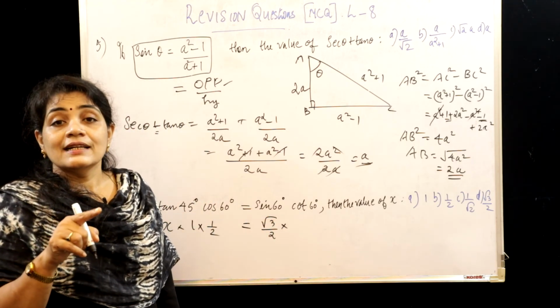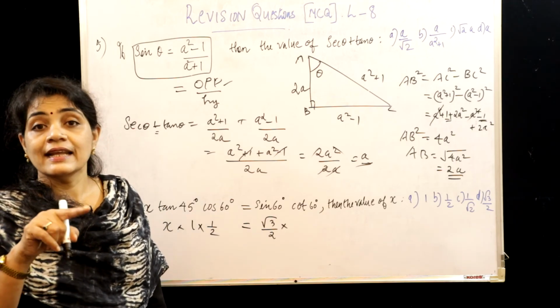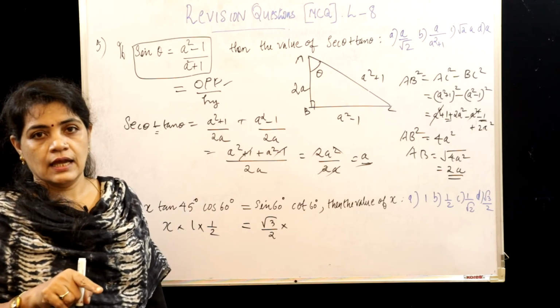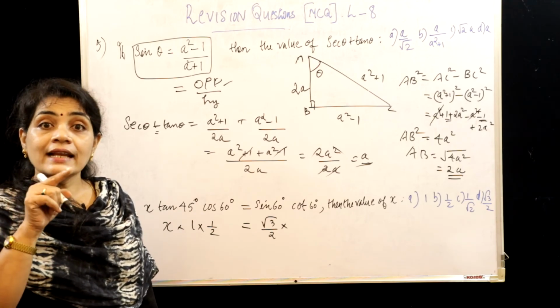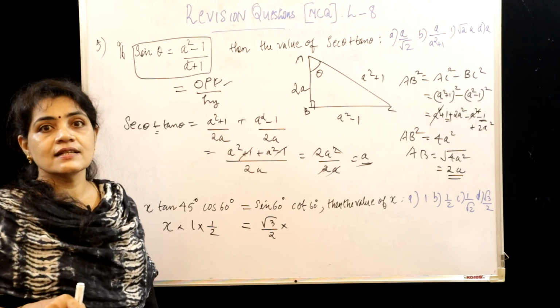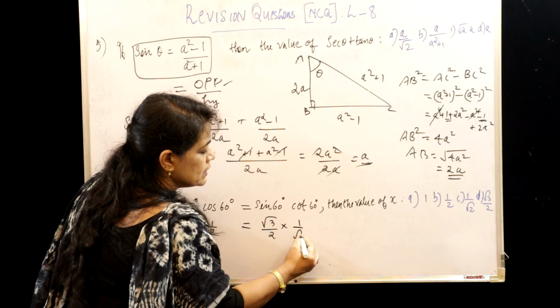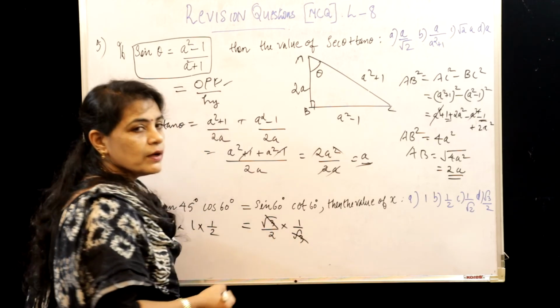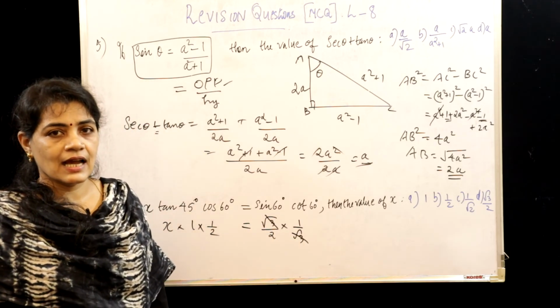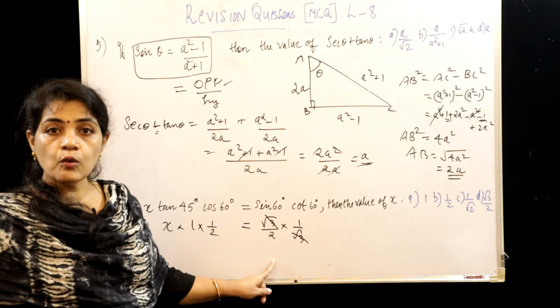We know that tan 30 equals 1 by root 3 and tan 60 is root 3. If so, cot 60 is 1 by root 3. So root 3 and 1 by root 3, those two root 3's get cancelled because they are connected by multiplication, so that you can reduce. So the RHS is now 1 by 2.